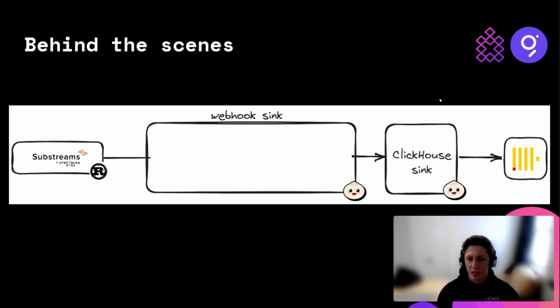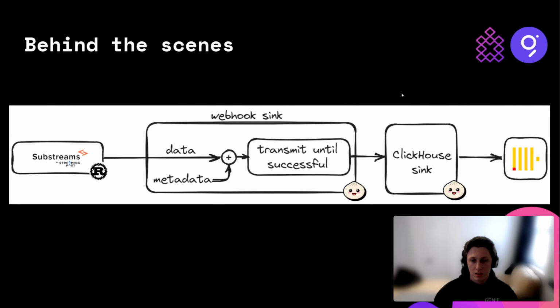So, if we go a bit more behind the scenes, at first we'll start with the webhook sync because it's the first part of the pipeline. What it does is, first, it calls the substreams and makes it run. So it will take in the data, add some metadata coming from the sink: information about who started it, on which chain, and what are the parameters. Everything is bundled up together and will be transmitted to the Clickhouse Sink until successful.